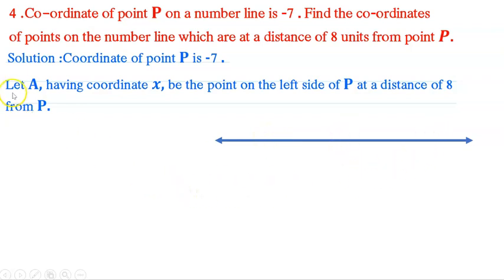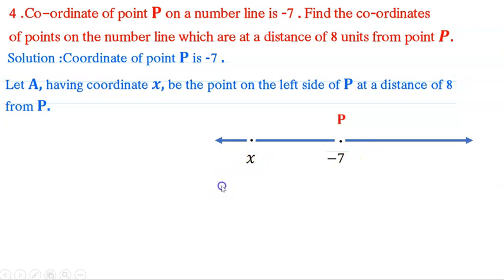Therefore, let A having x coordinate be the point on the left side of P at a distance of 8 from P. Now here the first point P whose coordinate is -7.